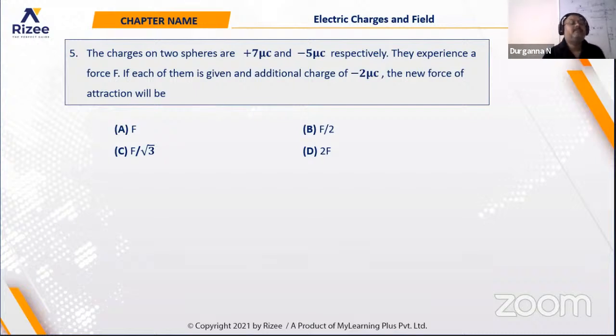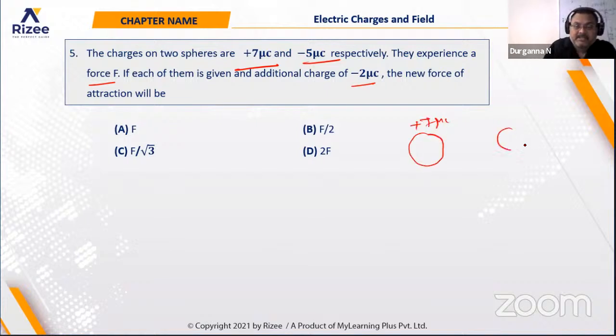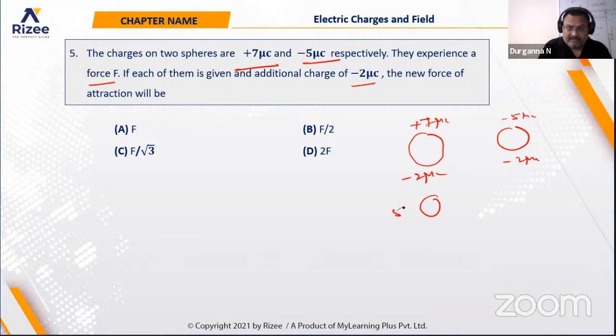Now, next question. The charges on the two spheres, these are unlike charges, plus and minus. They experience a force F. If each of them is given an additional charge of minus q, the new force of attraction is going to be how much? So two charged spheres are there. This is the first one having a charge of plus 7 microcoulombs. Another one is having minus 7 microcoulombs. To this one, he is adding minus 2 microcoulombs and to this also minus 2 microcoulombs. Then this will be converted to 5 microcoulombs, since it's a sphere.